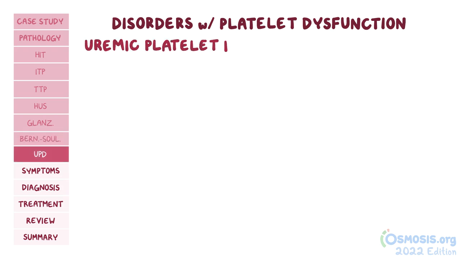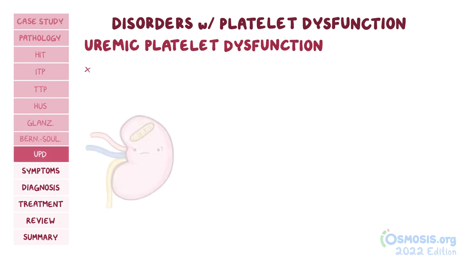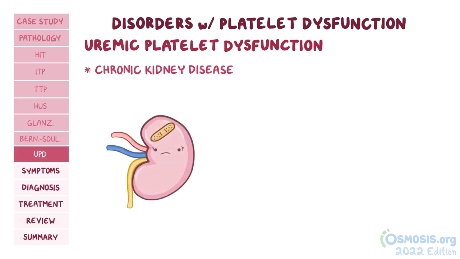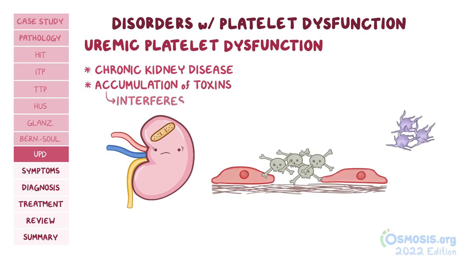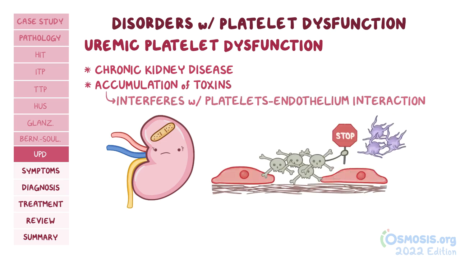Finally, there's uremic platelet dysfunction, which happens in individuals with chronic kidney disease. The pathophysiology is not fully understood here, but it's thought that there's an accumulation of toxins which interferes with the normal platelets-endothelium interaction.